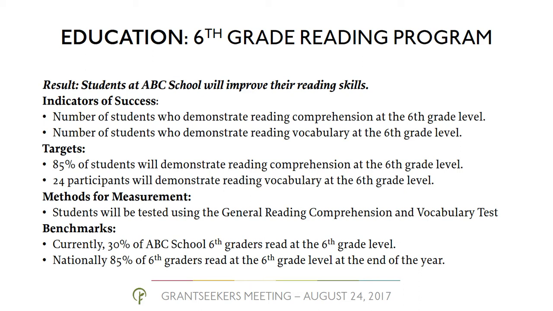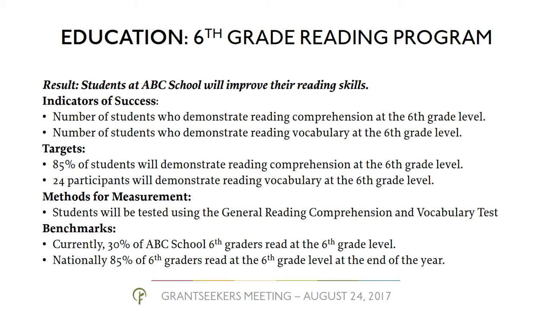The indicators of success are the number of students who demonstrate reading comprehension at the 6th grade level, and the number of students who demonstrate reading vocabulary at the 6th grade level. So two different indicators that, yes, they are improving their reading skills. And if a certain number of people do it, then we'll know that we've been successful. So the certain number comes under targets. We're defining 85% of students will demonstrate reading comprehension at the 6th grade level, and 24 participants will demonstrate reading vocabulary at the 6th grade level.